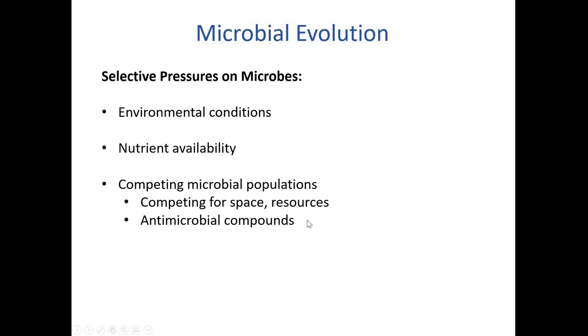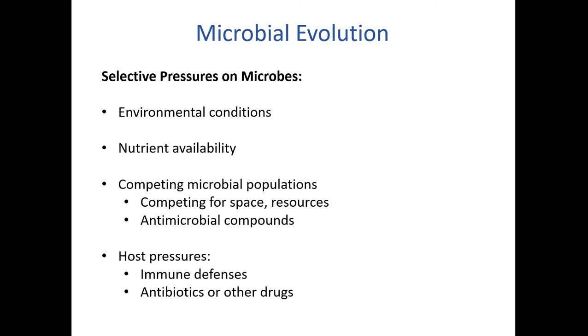So you may or may not know this, but the antibiotic penicillin, the first one ever discovered, was actually discovered from a microbial fungi species. So clearly, there's a lot of competition between microbial populations. And then if microbes have to live on or in a host, then the host can basically create pressures for them, such as the host immune defenses, or in the case of humans, we often treat bacterial populations with antibiotics or other drugs. So this is another example of pressure that we put on our microbial populations.